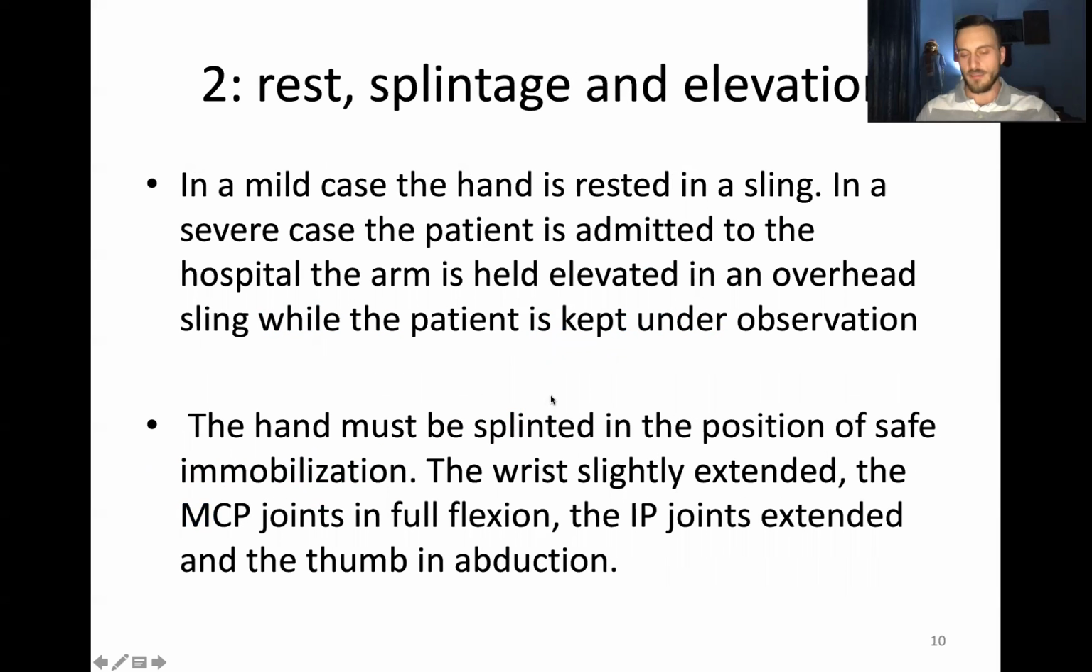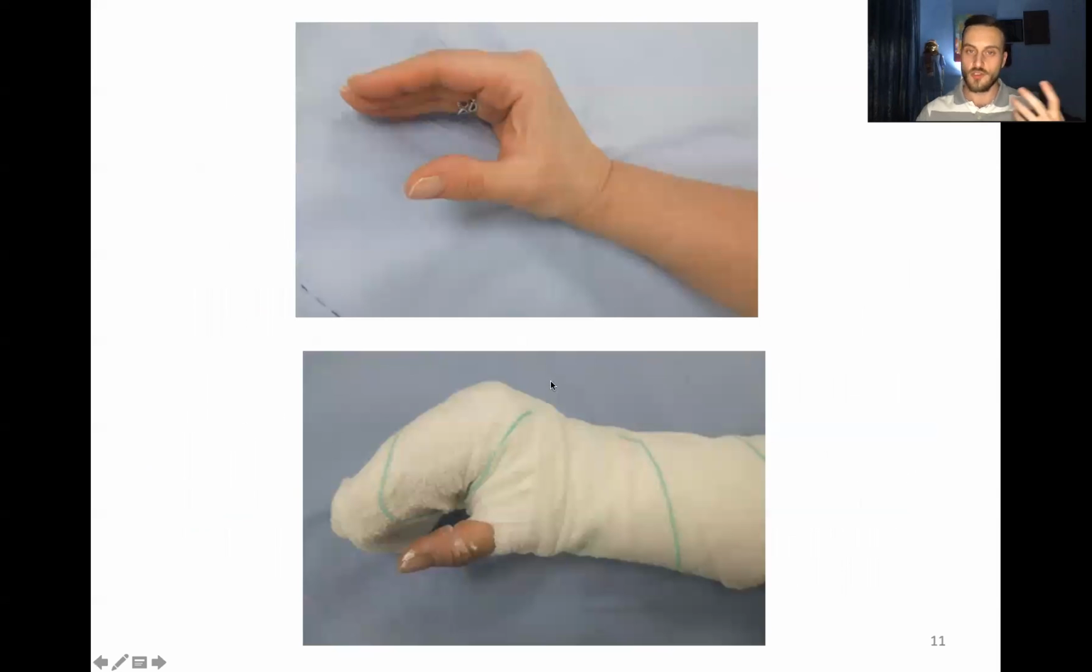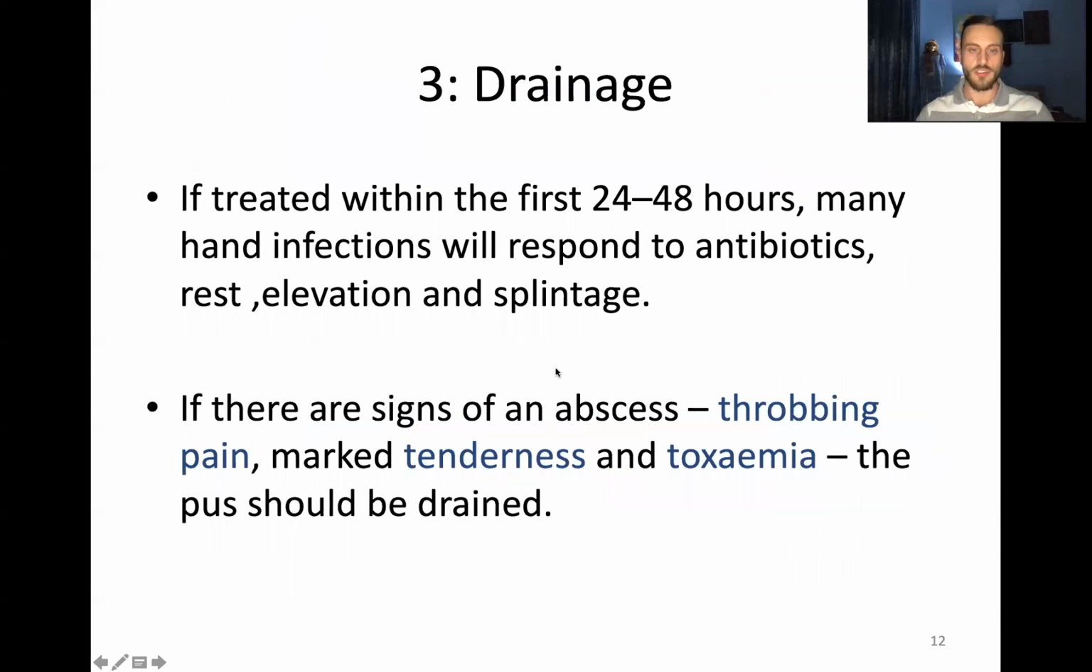Rest, splint, and elevation, because you will decrease the inflammatory process, so less pain, in the functional position. Drainage: if there is pus, if there are foreign bodies, if there is waste inside, you have to go and do irrigation, or if there is pus, you have to do incision and drainage.